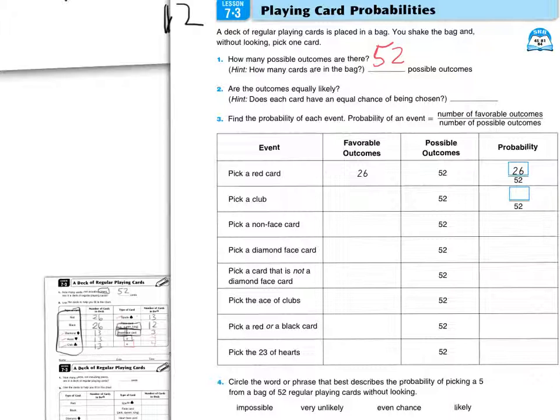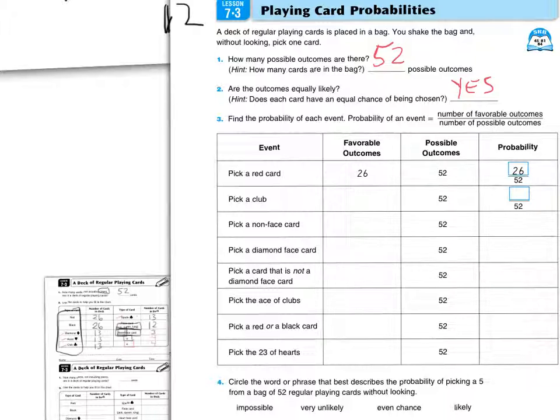Okay, so are the outcomes equally likely? The hint is, does each card have an equal chance of being chosen? Your answer to that should be yes. Each card has an equal chance of being chosen. Absolutely, because there's one of each card.